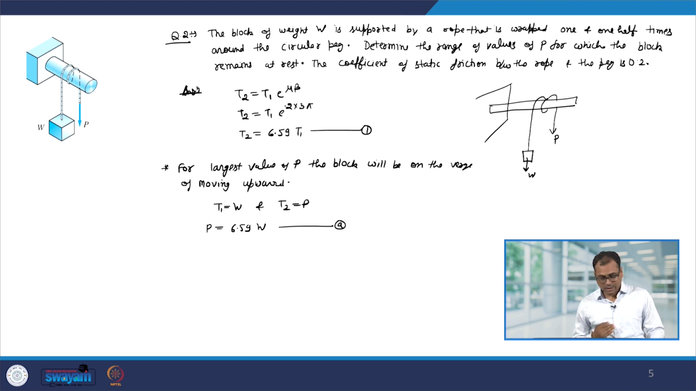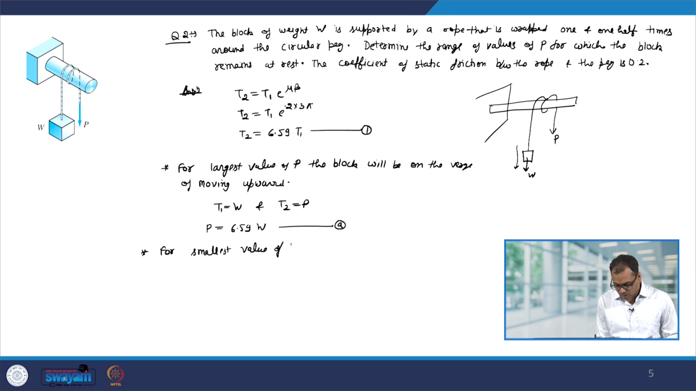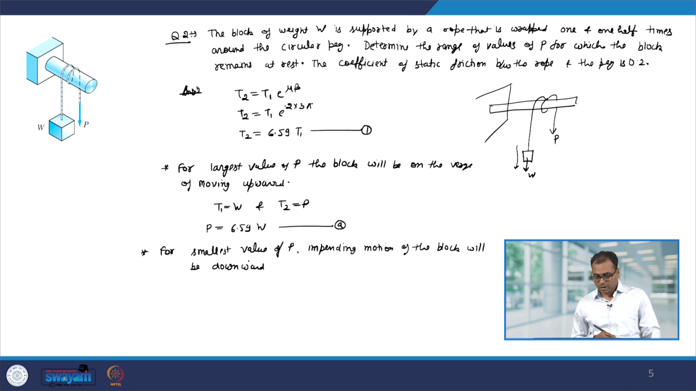Now, let us look at the smallest value of P. In that case, you can think as if the impending motion of the block is downward. So, for a smallest value of P, the impending motion of the block will be downward. So, therefore, in this case now T1 will become P and T2 will become W.